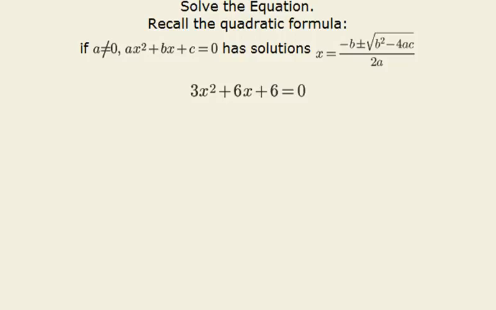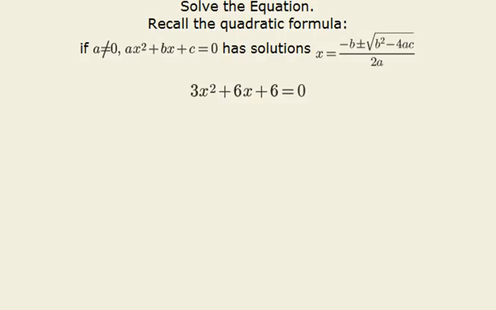Alright, so our problem states to solve the equation, and our equation here is 3x squared plus 6x plus 6 equals 0. It also gives us the quadratic formula: for ax squared plus bx plus c equals 0, it has the solutions x equals negative b plus or minus the square root of b squared minus 4ac all over 2a.